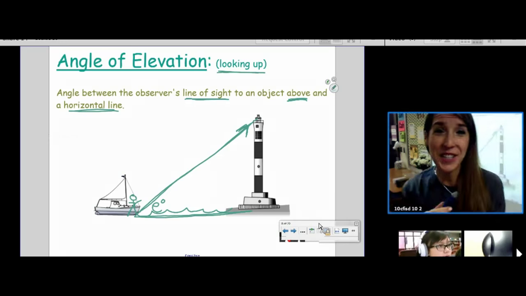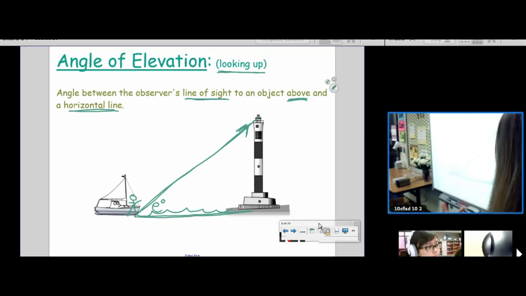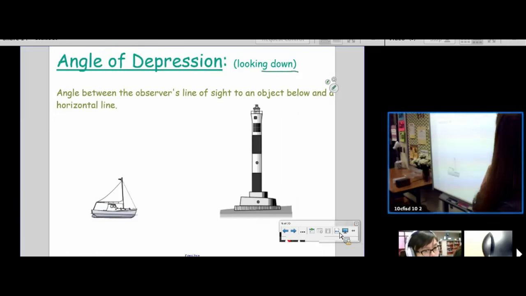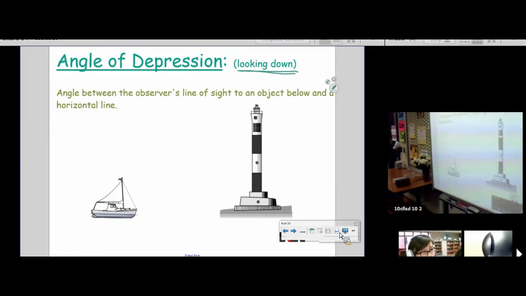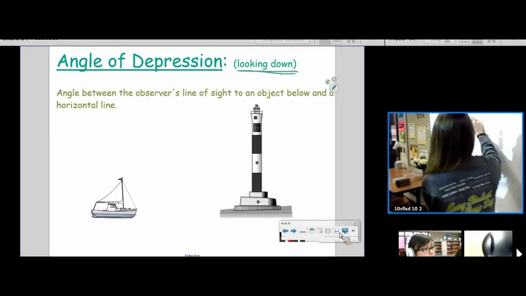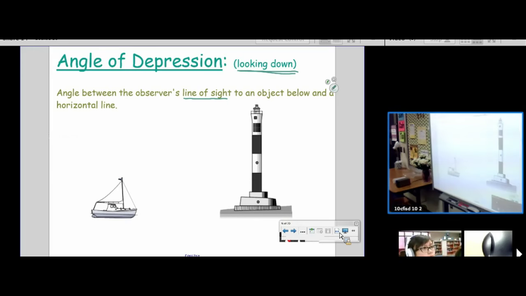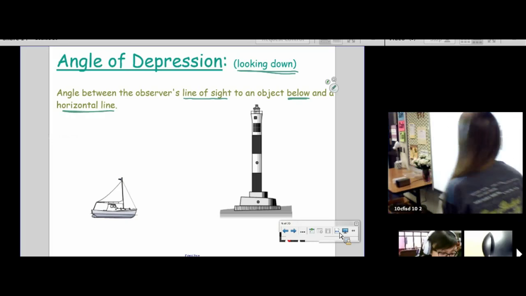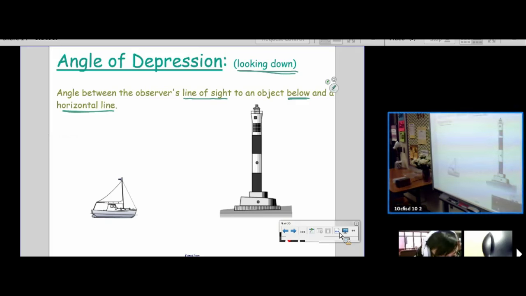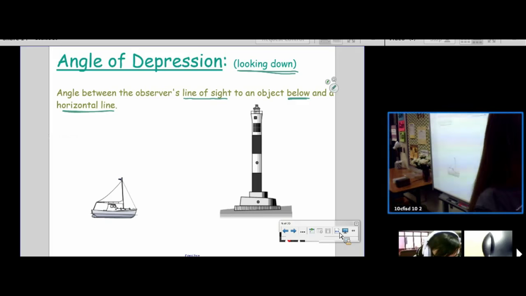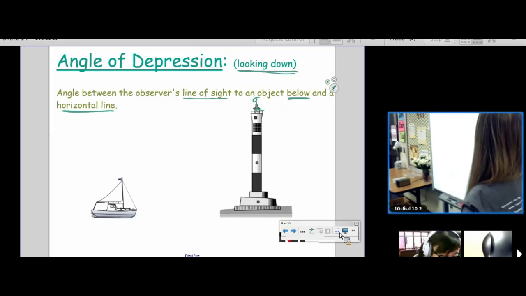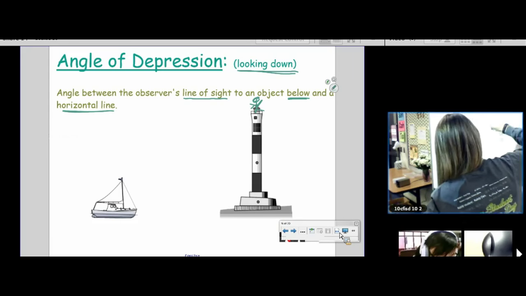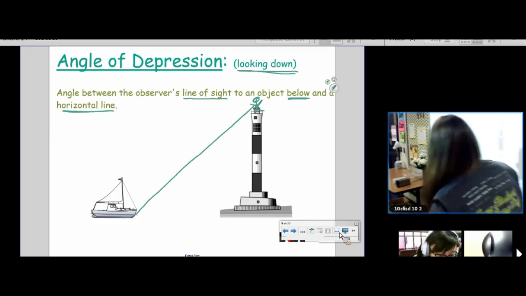The angle of depression is, of course, just the exact opposite of this. The angle of depression, write it in your notes, looking down. It's the angle between, this sounds familiar, the observer's line of sight to an object below and a horizontal line. We are not in the boat anymore. We have changed places. We are in the lighthouse now. This is us. Yay! And we are looking down at someone in the boat.